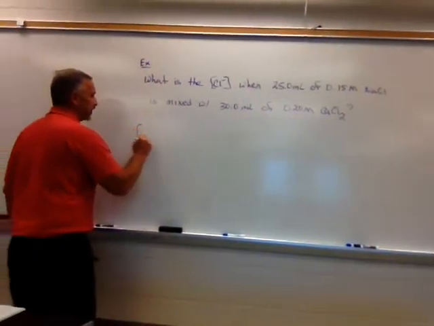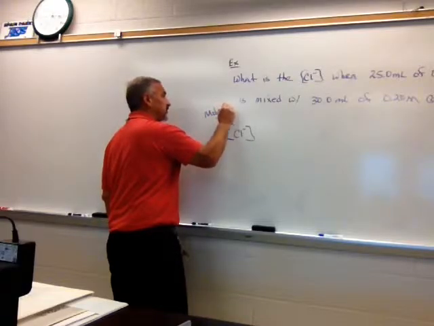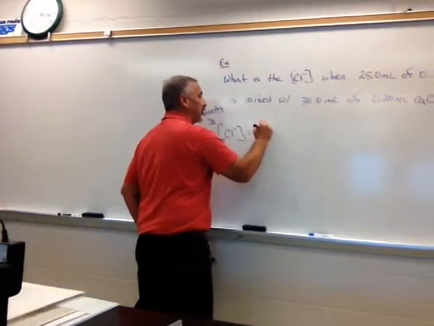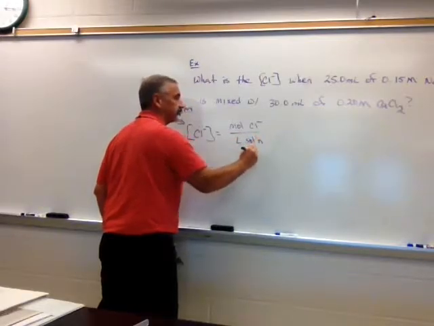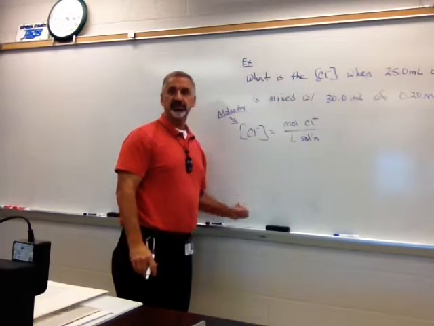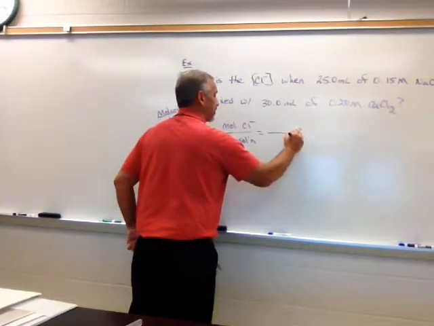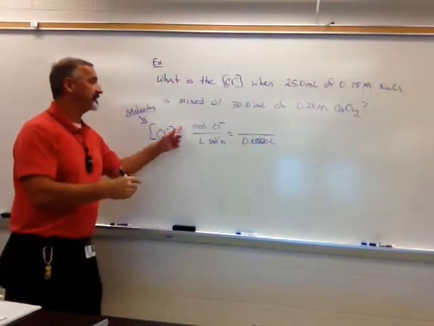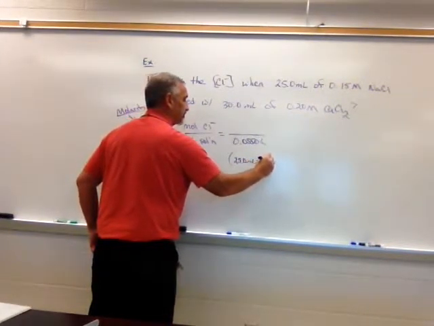First off, remember the brackets mean molarity. In terms of molarity, that's going to equal moles of Cl minus over liters of solution. So, once we mix them together, what's my liters of solution going to be? 55 milliliters, which is going to be 0.055 liters. I know that just from adding it together. That's 25 milliliters plus 30 milliliters.